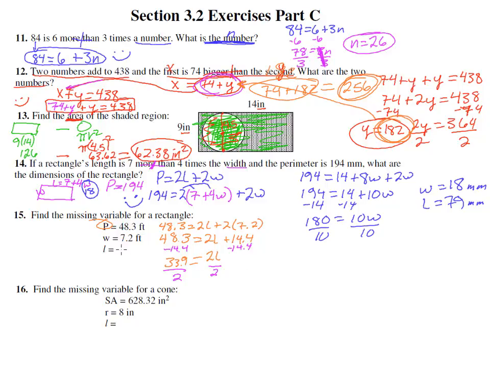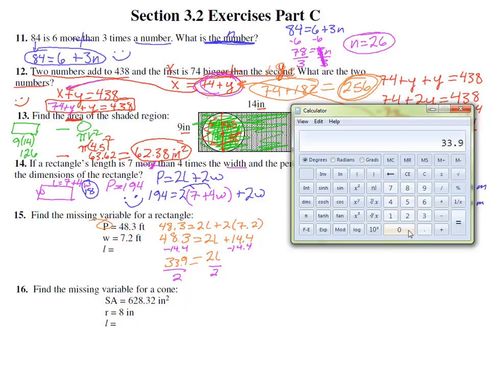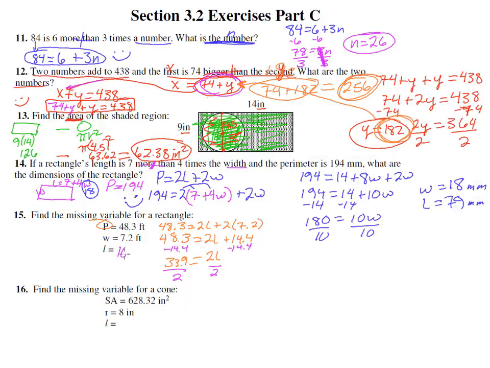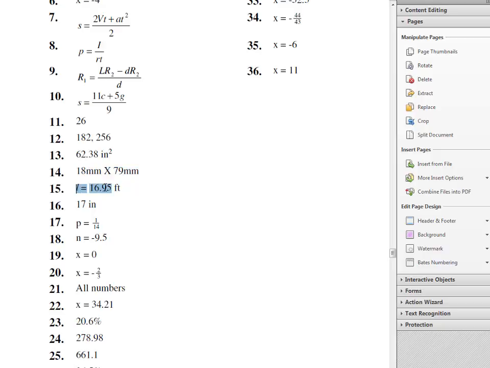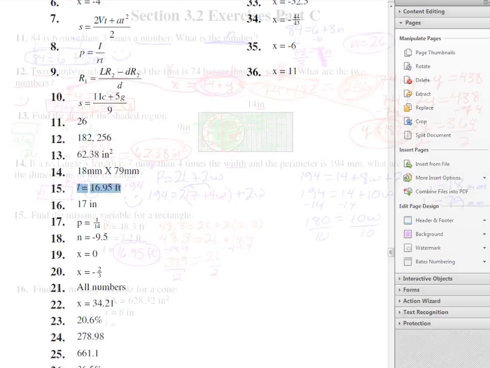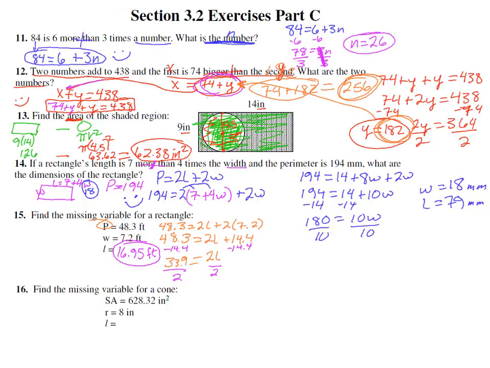So L then equals, let's plug this one in the calculator, 33.9 divided by 2 equals 16.95. 16.95, and this will be in feet. It's just a distance, so it's just feet. Let's double check that answer. L equals 16.95 feet. Excellent. Number 16. Let's try, find the missing variable for a cone.